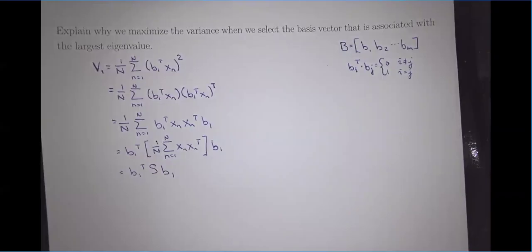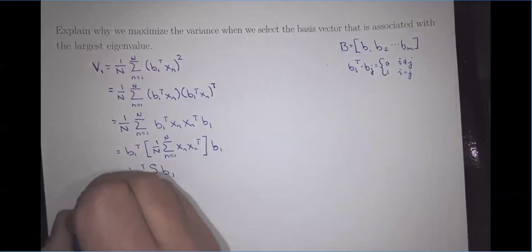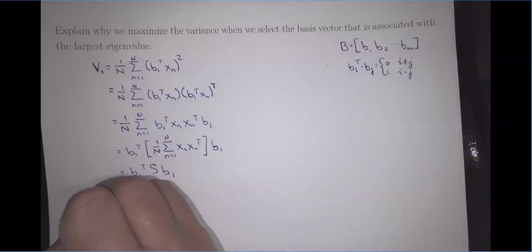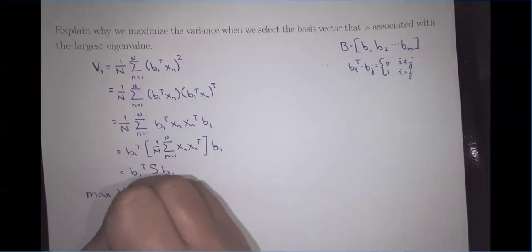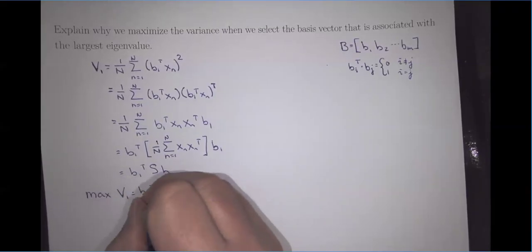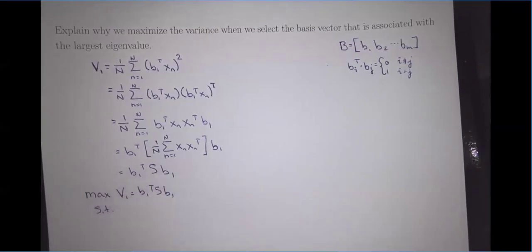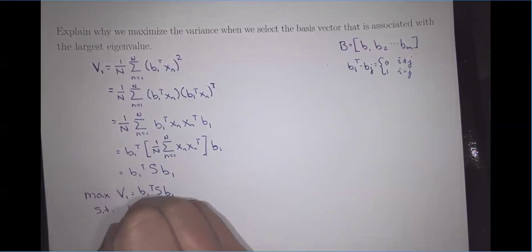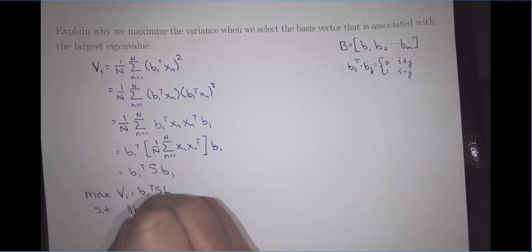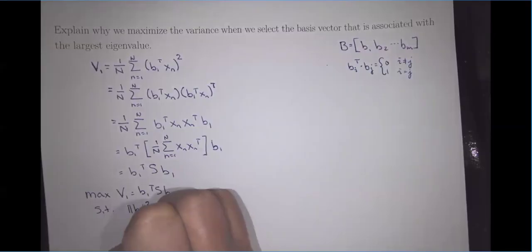Okay, so this is what we want to maximize. We want to maximize the variance. So we want to maximize V1, which is B1 transpose S B1, subject to the constraint norm of B1 squared minus 1 equals 0.